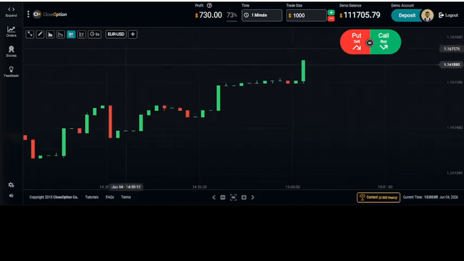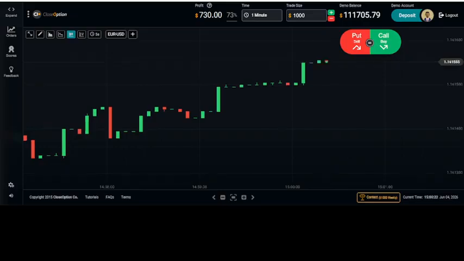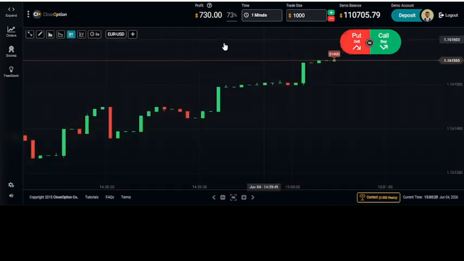So let's go to the technical analysis tool on the Euro USD, and let's recheck the signal here. It's telling us to sell again. So let's go ahead and put in another sell trade. Okay, and see what happens.